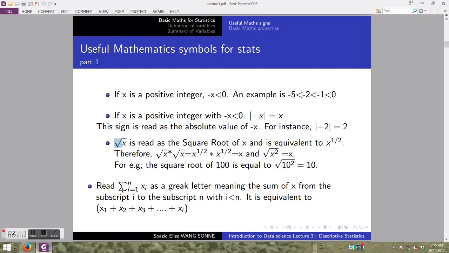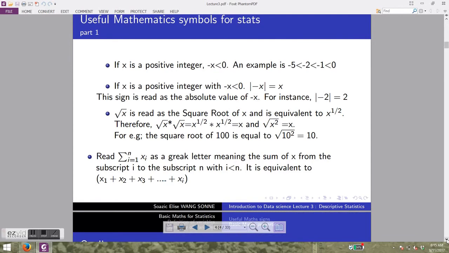Something also very important is the sum sign. You will see that a lot in this lecture. This specific sign is a Greek letter, and it means the sum of x from the subscript i to the subscript n, with i lower than n. So i is a specific number of observation. x1 can be the observation of the variable x for person number 1, x2 is the observation of the variable x for person number 2, and so on and so forth. So this sign means you're summing up the variable x from 1 to n, n being the final number.